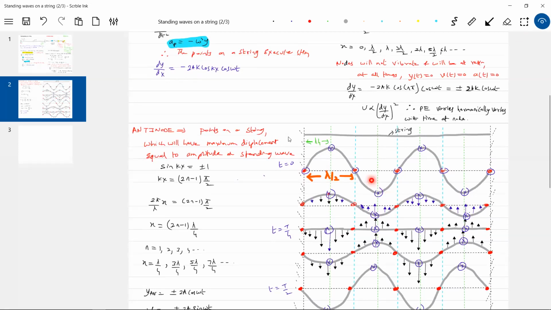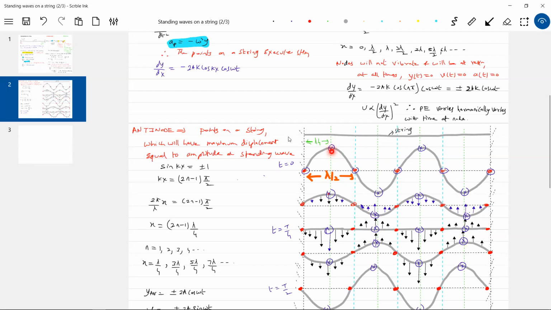And who are executing SHM? Nodes, antinodes, or points other than nodes and antinodes? I think there are three categories here: nodes, antinodes, and points other than nodes and antinodes. Who are executing SHM? Other than nodes, all points are executing SHM. Okay, fine, that's one point. After this, next, who will have amplitude equal to the amplitude of the standing wave? Only the antinode.